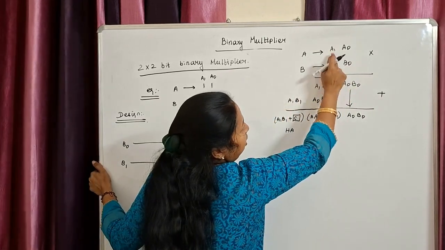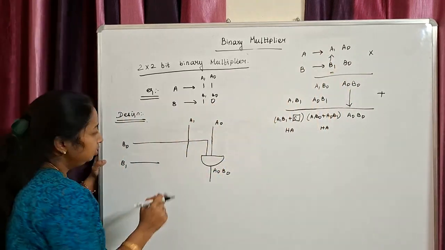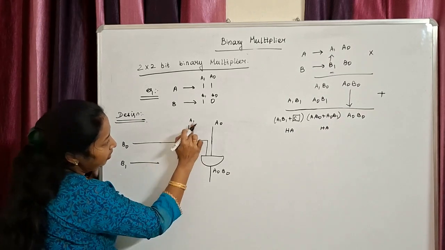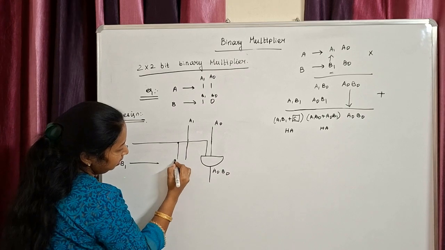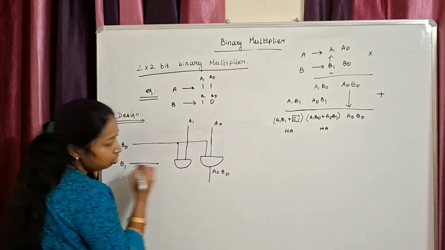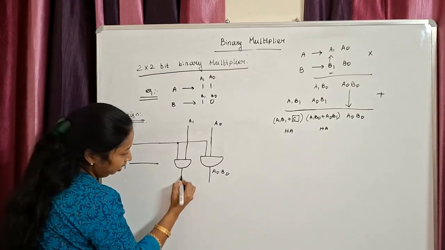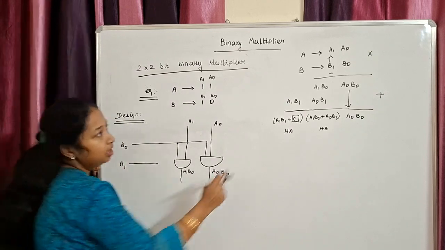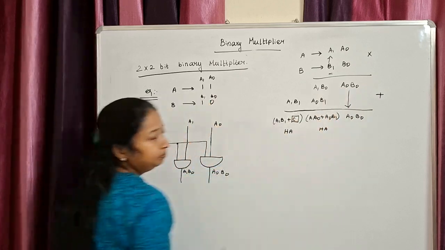With B0, you have to multiply A1. So, B0, I already have it here. With B0, I have to multiply A1. So, do the multiplication again. For multiplication, which gate will you be using? You will be using an AND gate. So, this is A1, B0. Clear? Now, we are done with multiplying the first step.